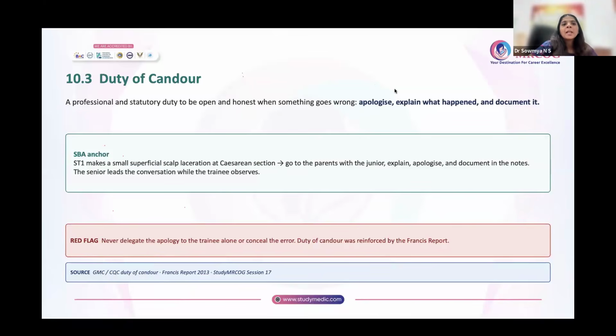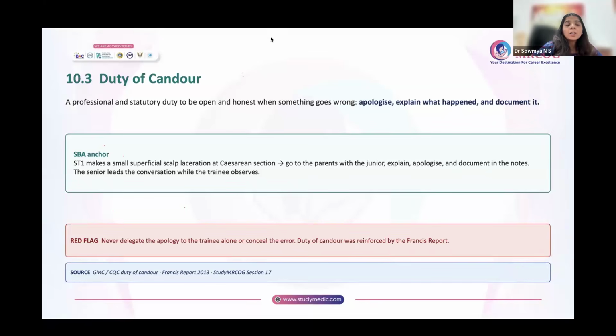Thank you so much. Duty of candor. What is this? Duty of candor is being plain, simple and honest. For example, this is a very common thing which happens when a junior, anybody who does a cesarean section, while making an incision on the uterus, there was a superficial scalpel laceration at CS.